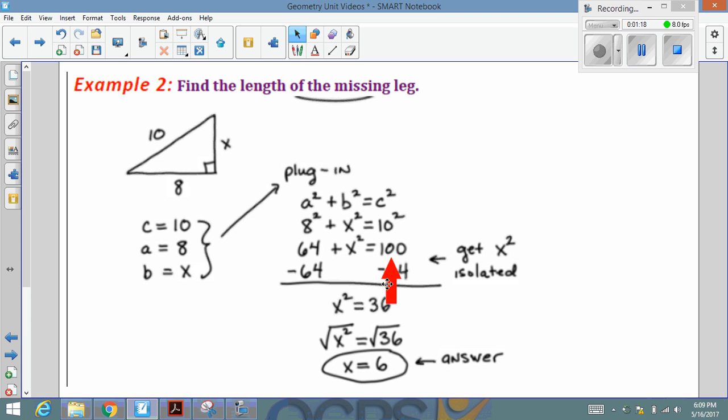Then we'll square, and right here's the difference. When we are looking for a missing leg, we'll first need to subtract from both sides in order to get that x squared by itself. And then we finish by taking the square root. Remember, we are still just using the positive answer because this is a length, and the negative answer doesn't make any sense.